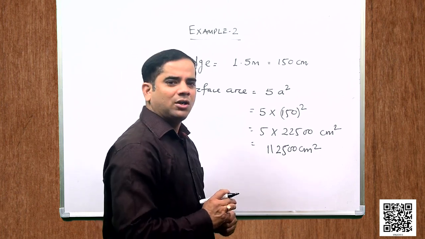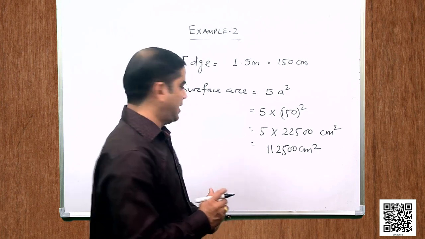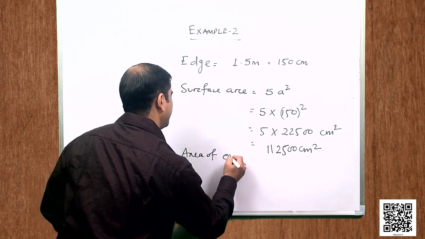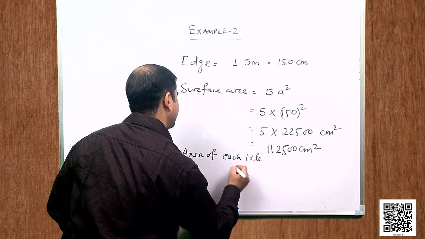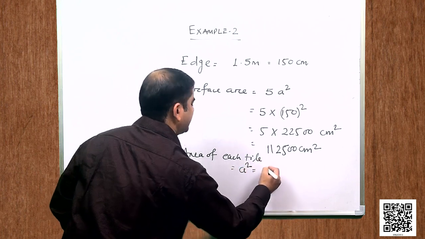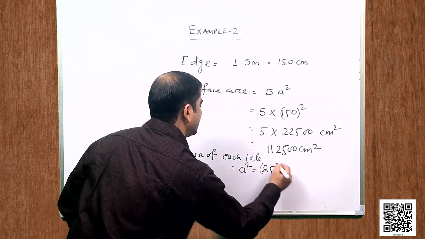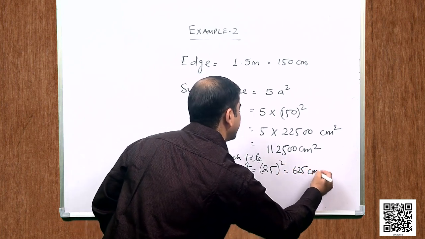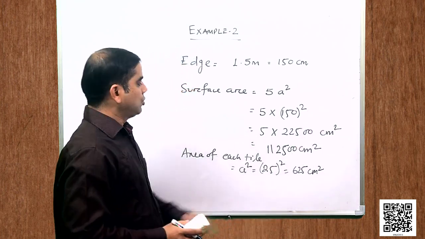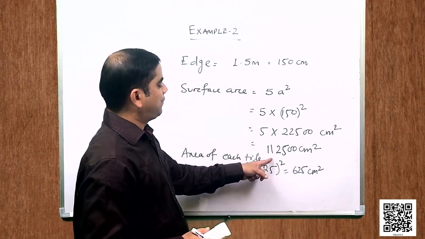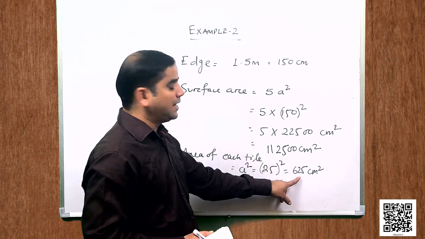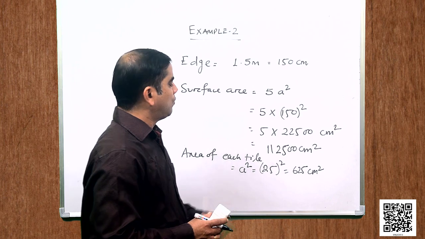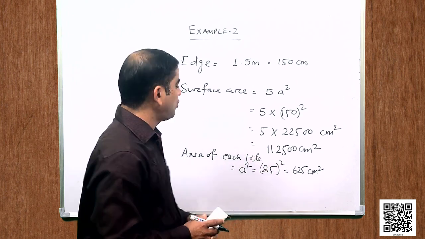Now, let us find out the area of each tile. Area of each tile is a square, where a is given as 25 centimeter. So, 25 square is equal to 625 centimeter square. Now we have surface area of 5 surfaces and area of each tile. To find out the number of tiles required, we need to just divide these two areas.